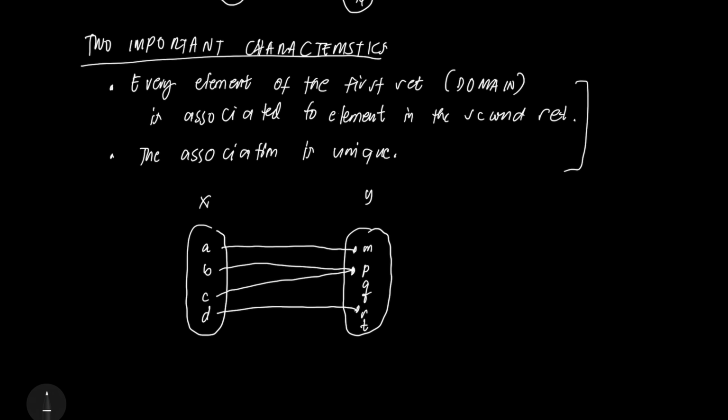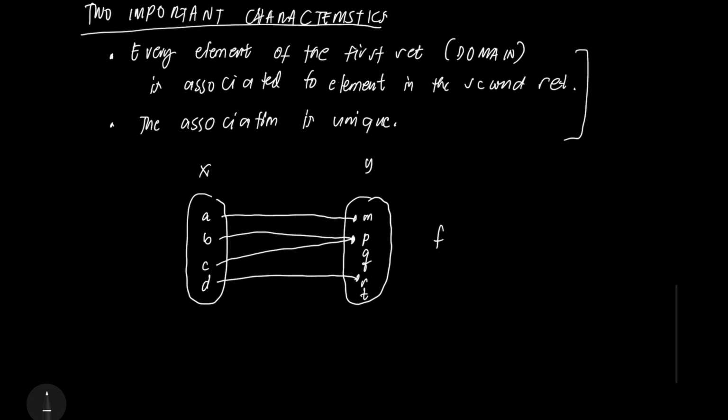A is associated to M, and that's unique. Okay? B is associated to P, P only. And C is associated to P. Okay, that's also unique. And D is associated to R. So therefore, this example here is a function. Again, when you try to check the function, consider the elements of X and check the characteristics.